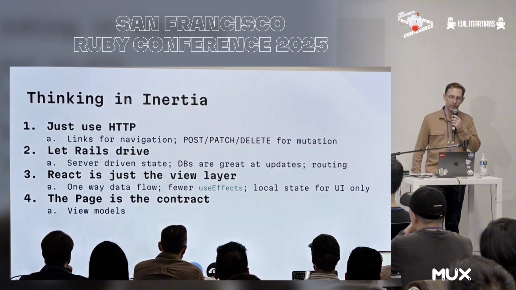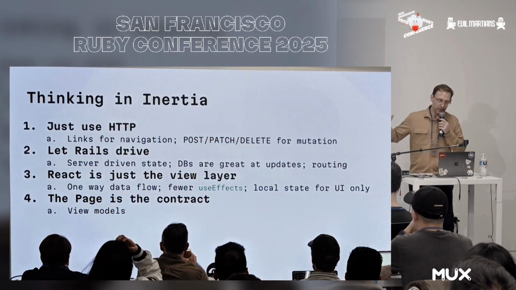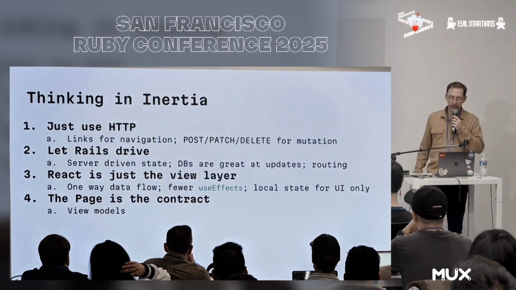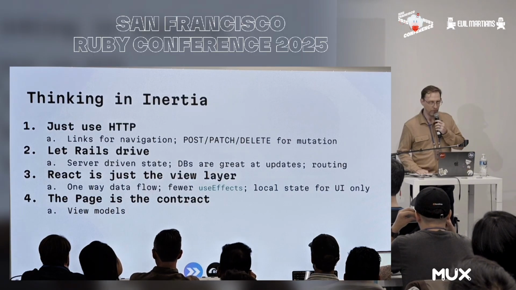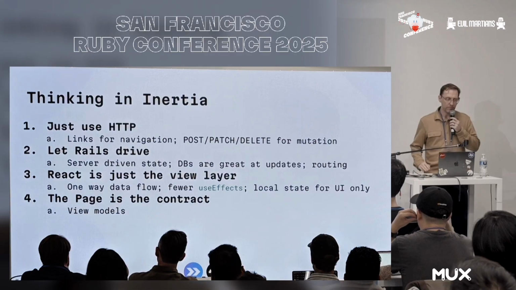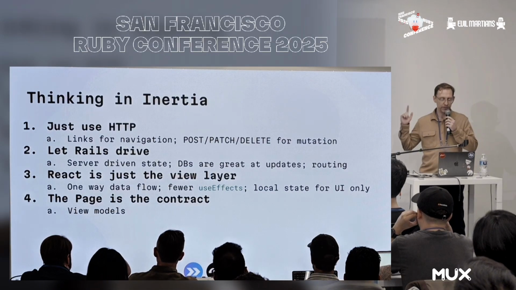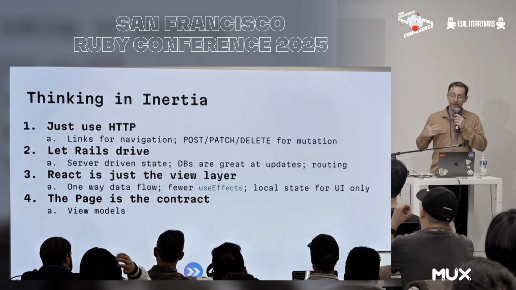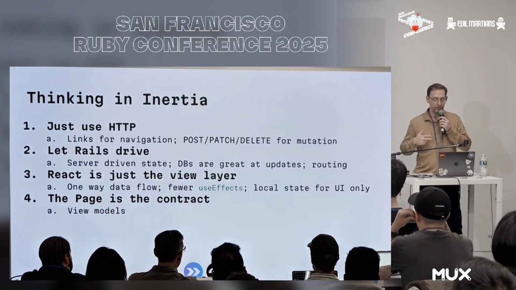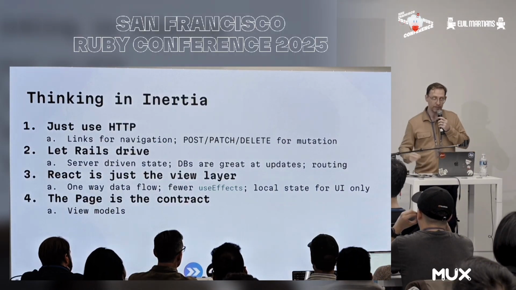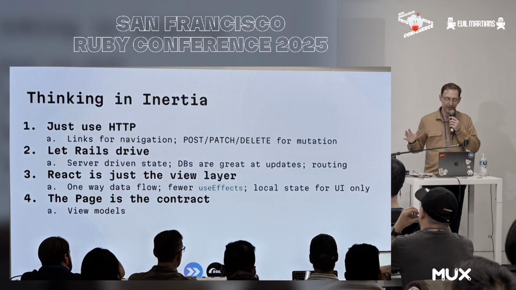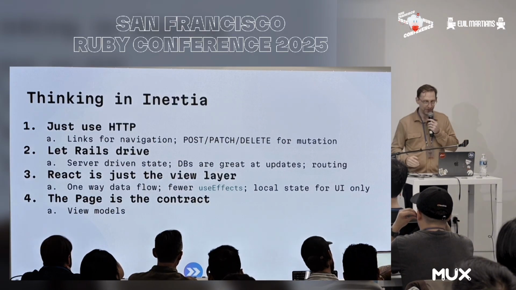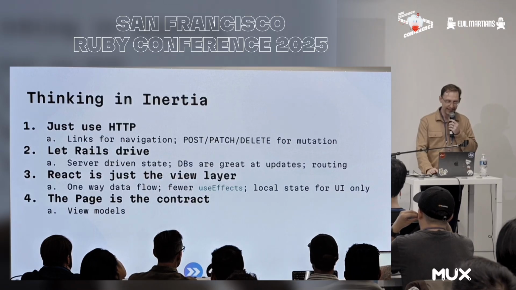Okay, so thinking in Inertia. I'm going to propose these principles, and maybe they won't click or make sense quite yet. We're going to refer back to them as we run through the demos here. The first one: just use HTTP. So we're going to see things like using links, using server requests to mutate data. This should feel kind of like you're using a Rails app from 2010, before rich JavaScript was really a thing.